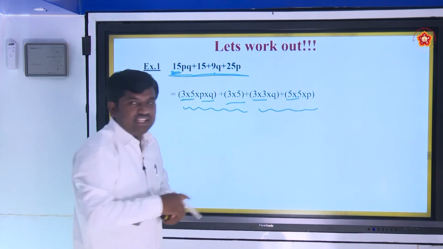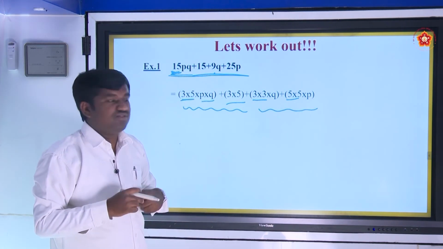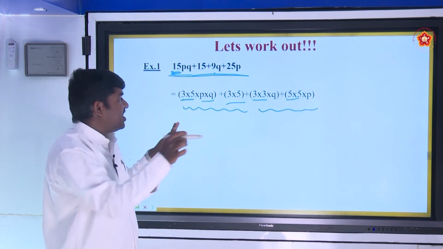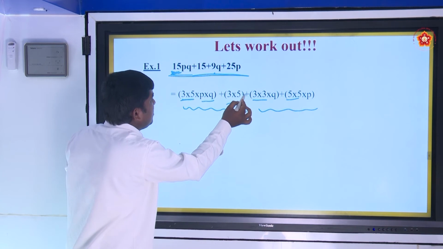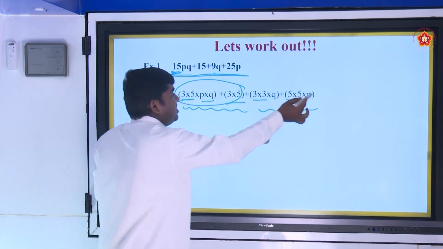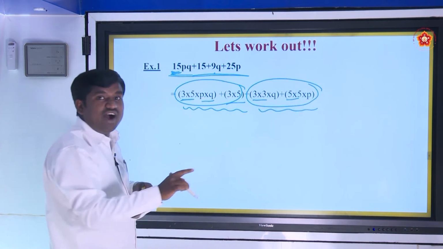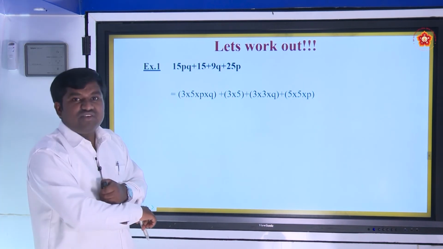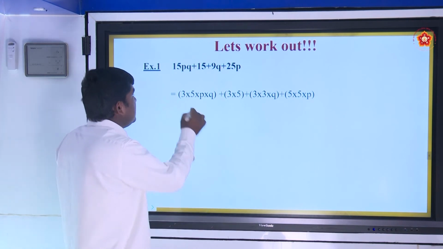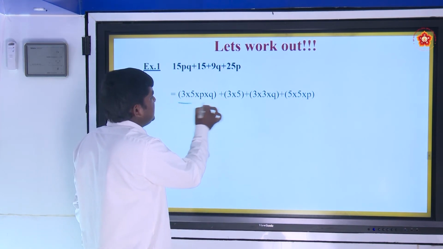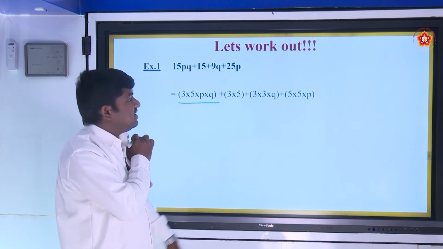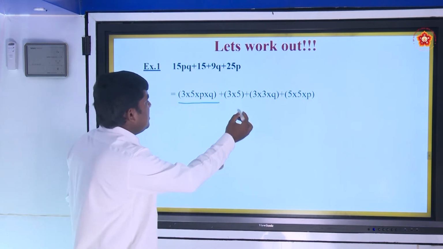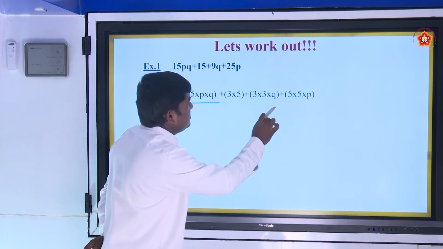In these two, is there anything common? No, nothing is common in these two. Yes? So we should not do factorization by grouping these two and these two. So we have to regroup the factors. How can we regroup? See, observe here. 3 into 5 into p into q is here. Next, observe 3, 5, p, q. Is it available in any other factors?